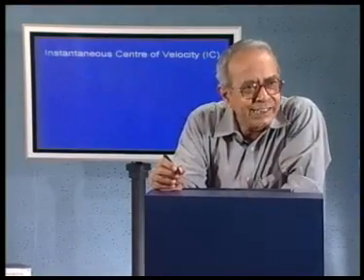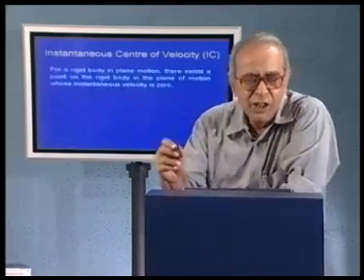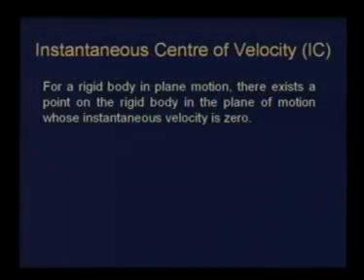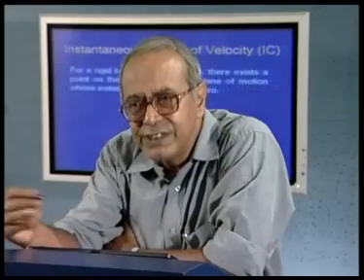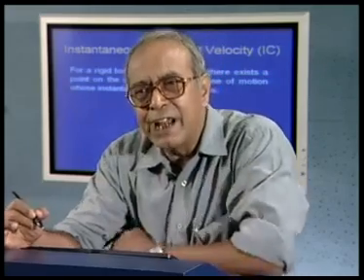let us develop another very important concept for velocity analysis, that is called instantaneous center of velocity, or in short IC. For a rigid body in plane motion, we will be able to show that there always exists a point on the rigid body, of course in the plane of motion, whose instantaneous velocity is 0, and this point is called the instantaneous center of velocity, or IC. It must be mentioned that this IC may lie outside the physical boundary of the rigid body, but it lies in the plane of motion of that rigid body.